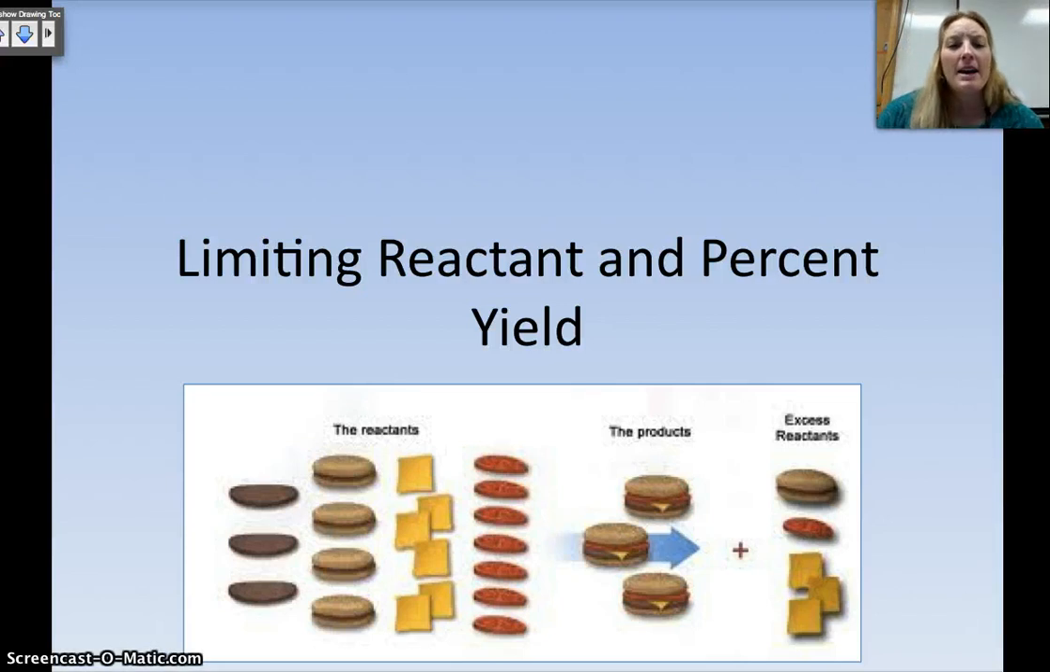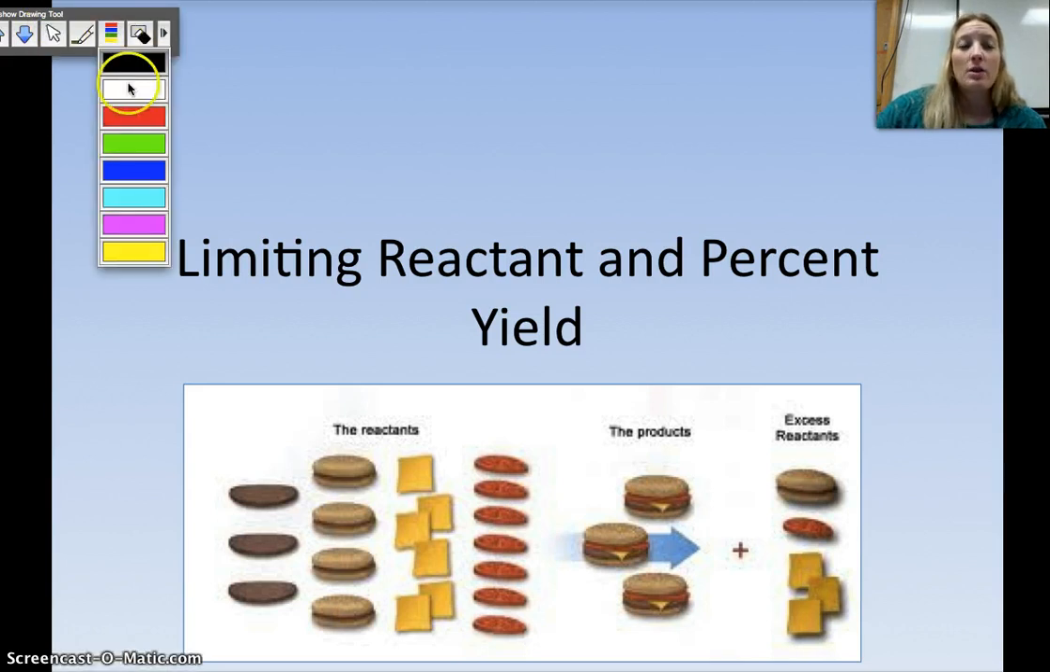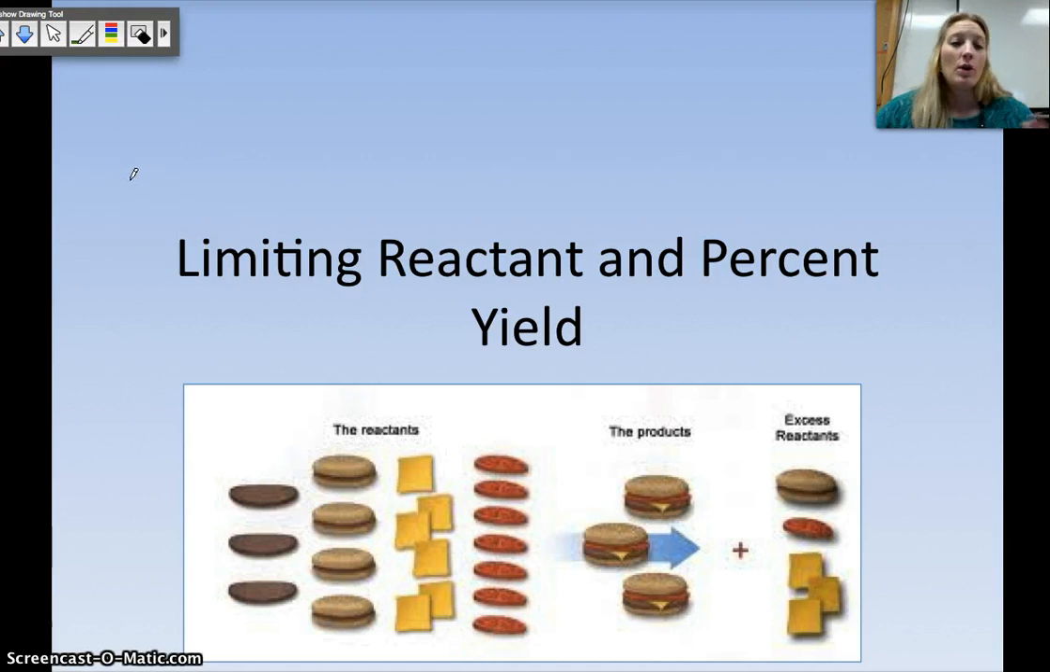Alright, we're back. Let's talk about some limiting reactant today and a little bit of percent yield. As we've been talking about stoichiometry, we've been trying to figure out essentially how many grams or how much volume or how much of anything we could make from something we put in. Well, this is going to tell us how much we can make when we have two reactants, because one of them is going to limit you.